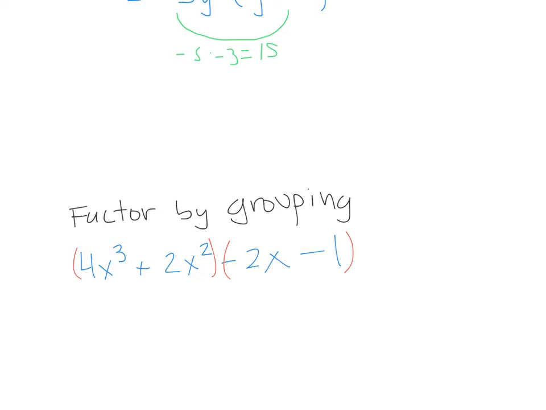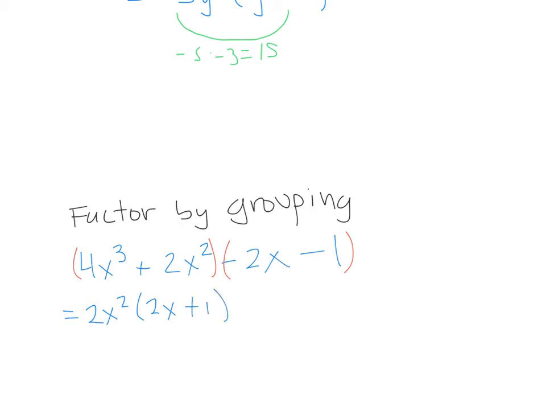All right, now we are going to treat each of those like we are taking out a greatest common factor. If we look at the first group, the 4x cubed plus 2x squared, we see that we can bring a 2x squared out in front. That's common to both of those terms, and we're going to be left with a 2x. And then what are we going to be left with from the 2x squared? Well, there's just going to be a 1 left.